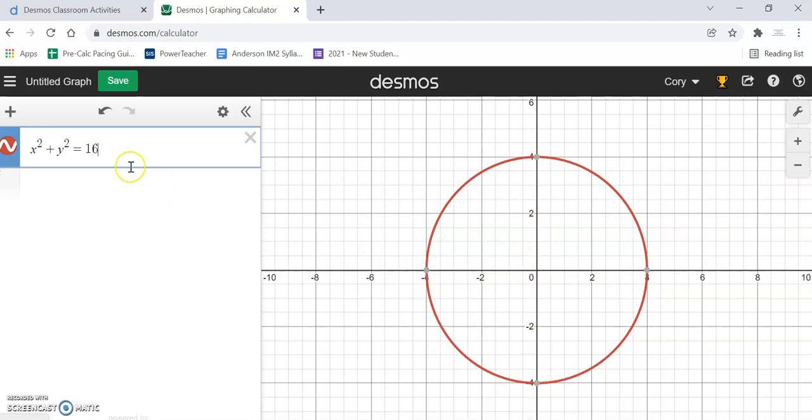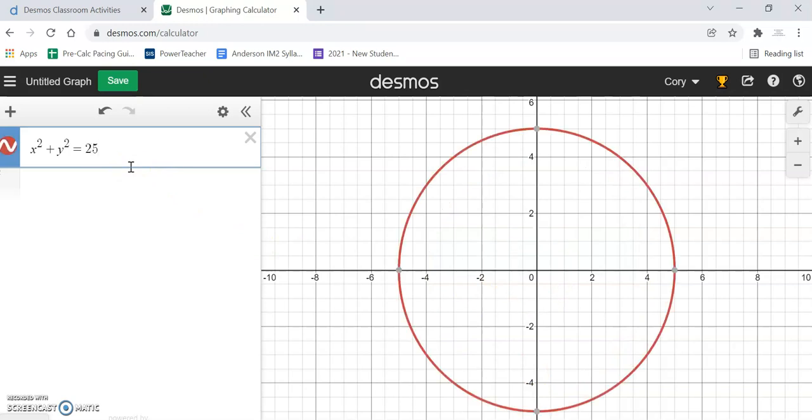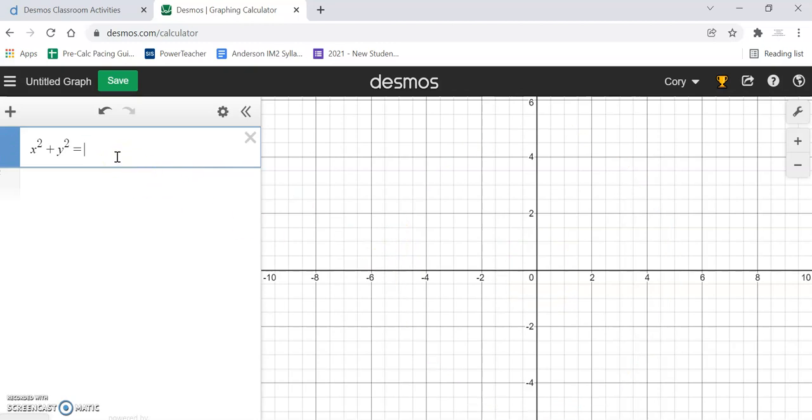Now let's say I make it 25. The square root of 25 is 5, so our radius would therefore be 5, and that's the case here as well. I'll go back down, let's go to 4, so our radius would be 2 in this situation. I'm going to add some parentheses around our x and y, and this will now allow me to move my circle on the coordinate grid.